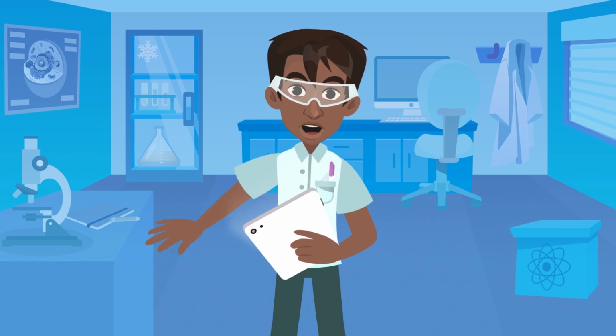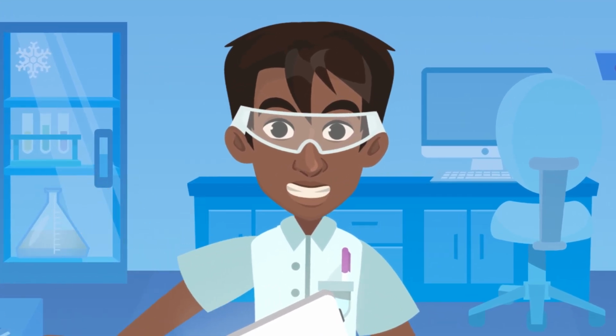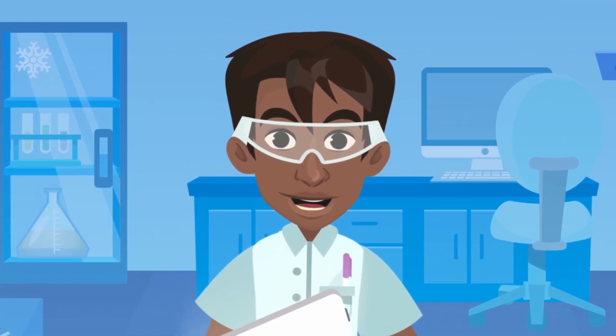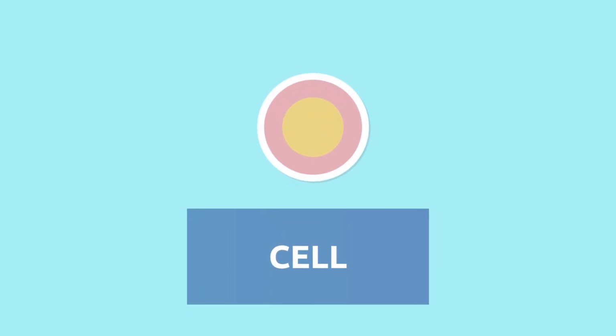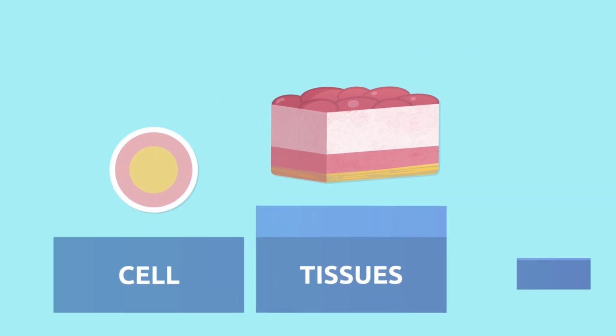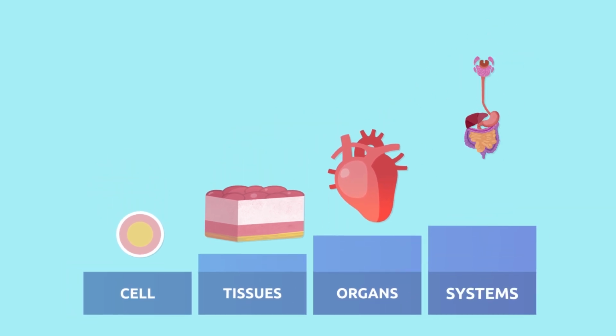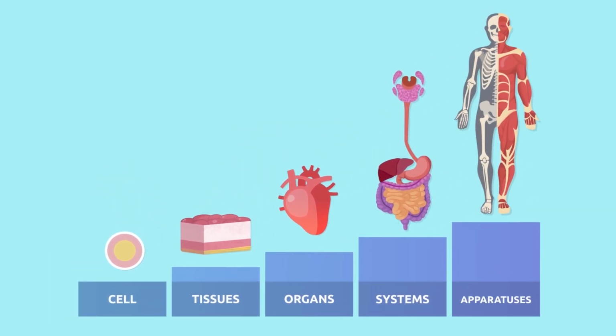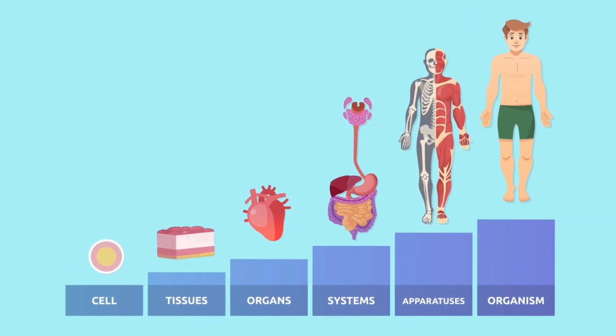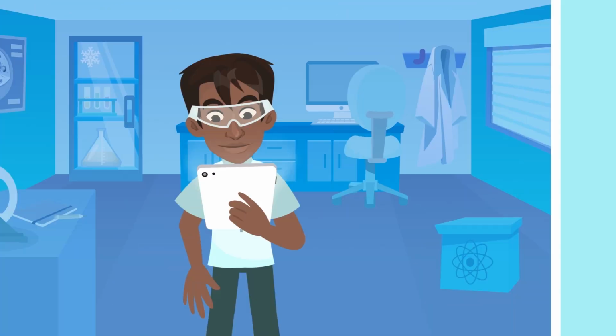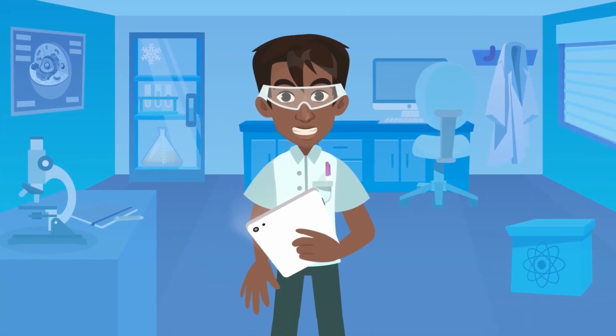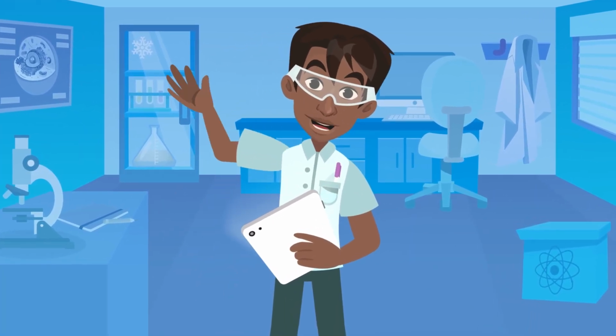What a trip we've had! Together we've learned what types of components make up our organism. We started with the cell, then moved through the tissues, organs, systems, apparatuses, and we finished with the organism. I hope you had as much fun as I did on this trip. See you soon!